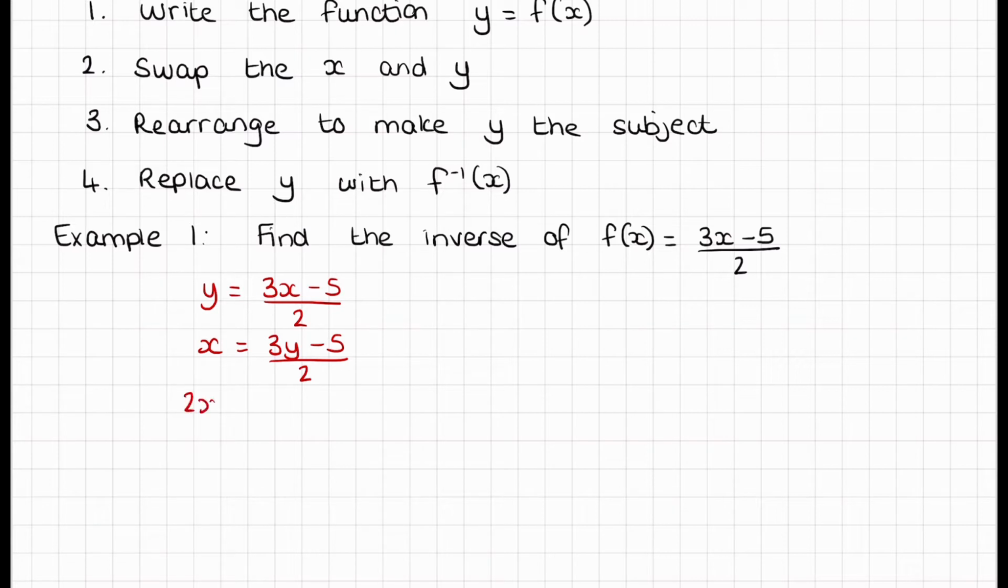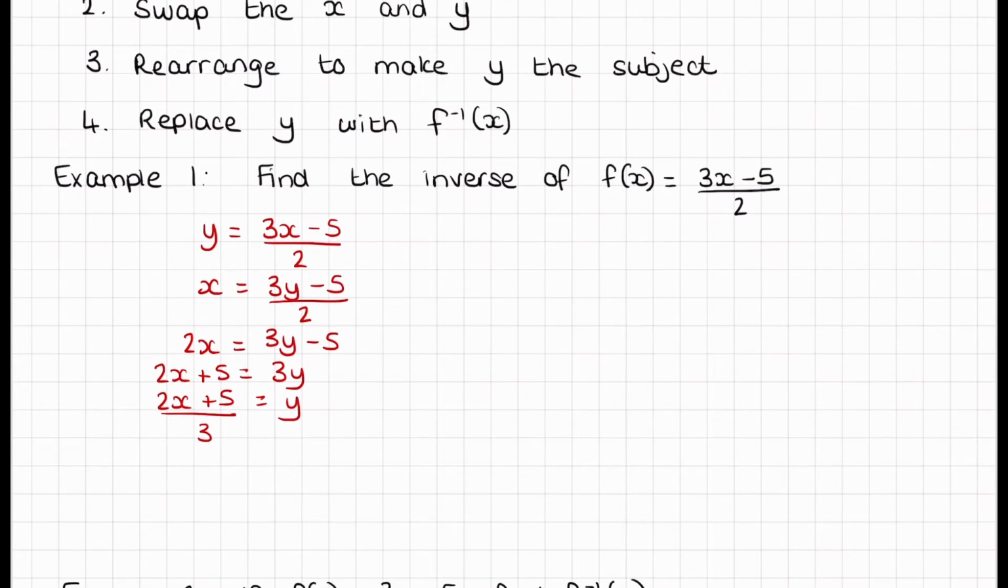So multiply the 2 to the other side. Add the 5. And then divide by 3. Then the last step is replace the y with our notation. So it will be the inverse of x equals (2x plus 5) divided by 3. And that's how you work out the inverse algebraically. Really simple.